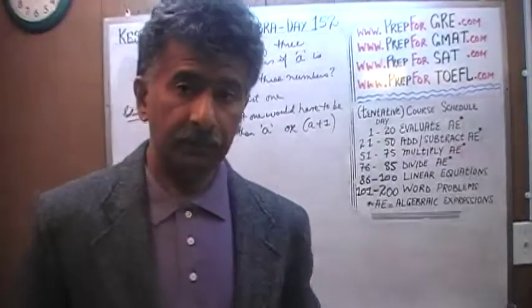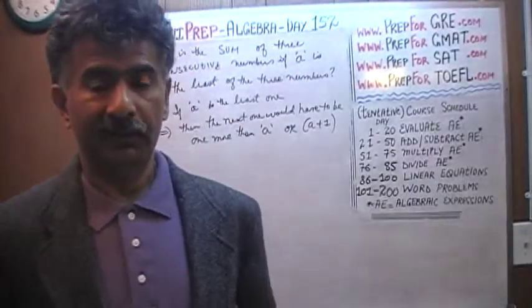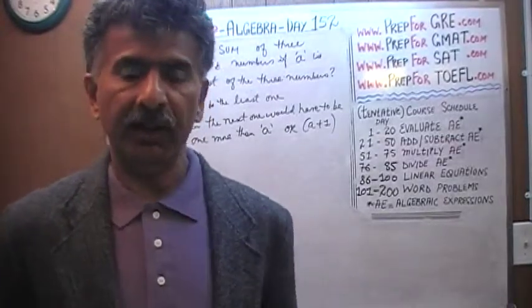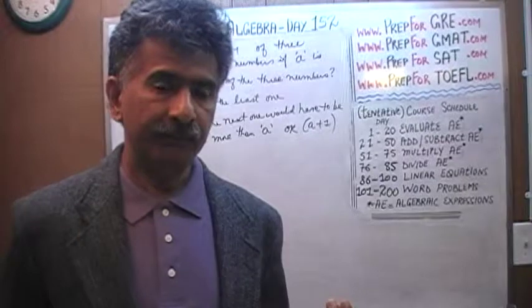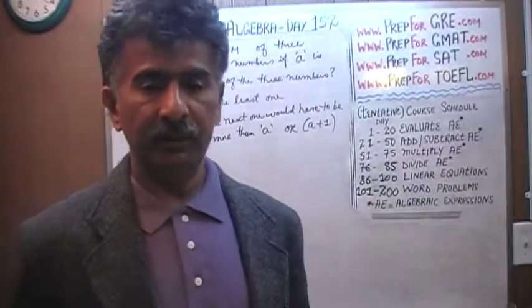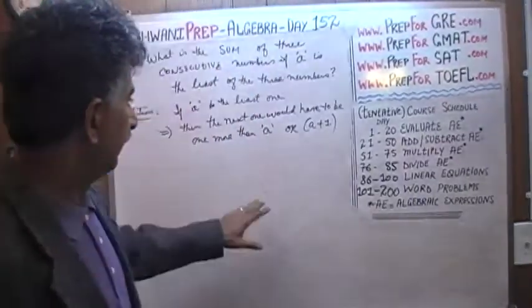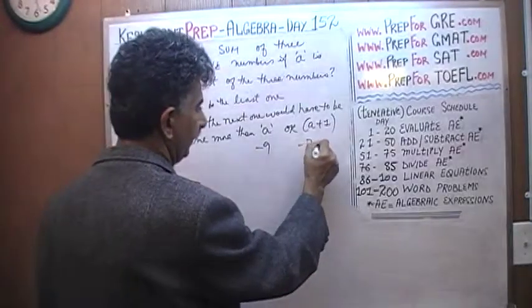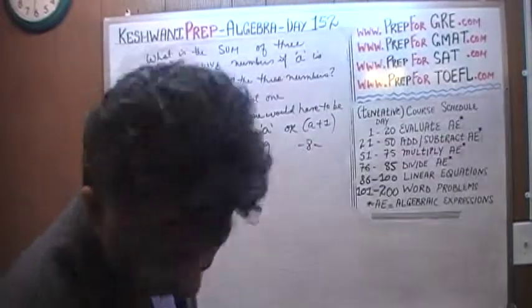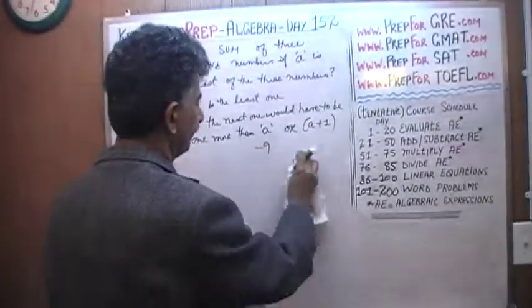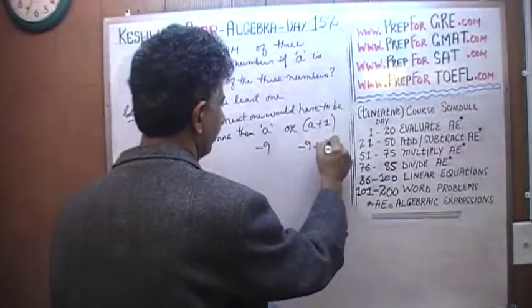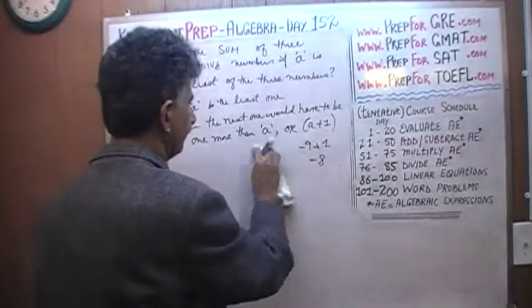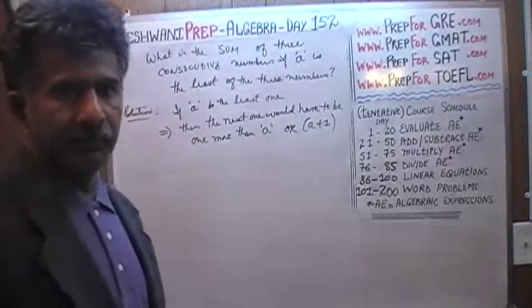If A is 7, and since they're consecutive, the next one would have to be 8, and the one after that would have to be 9. If A happens to be 11, the next one would have to be 12, and the one after that 13. If A happens to be negative 9, the next one would be negative 9 plus 1, which is negative 8, and so forth. It's just one after the least one.